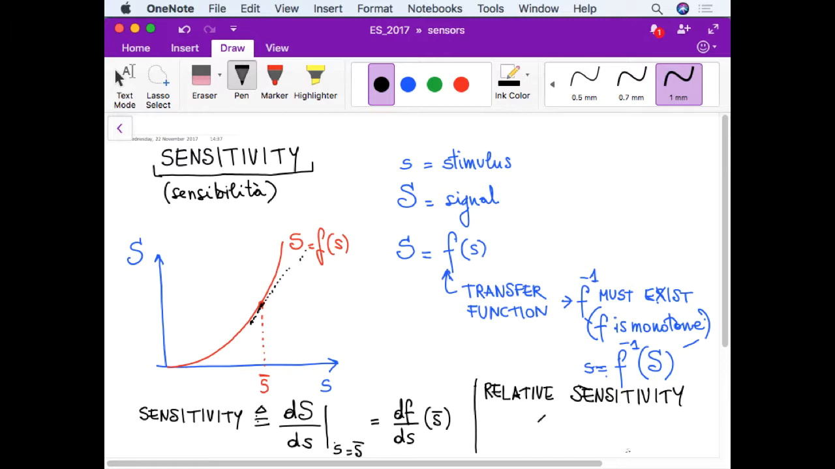which is simply 1 over s times ds over d s-bar, evaluated at the corresponding s bar. Basically, the relative sensitivity is the sensitivity divided by the signal. Please consider that this quantity has to be specified for a specific value of the stimulus, because in general the transfer function is not linear.